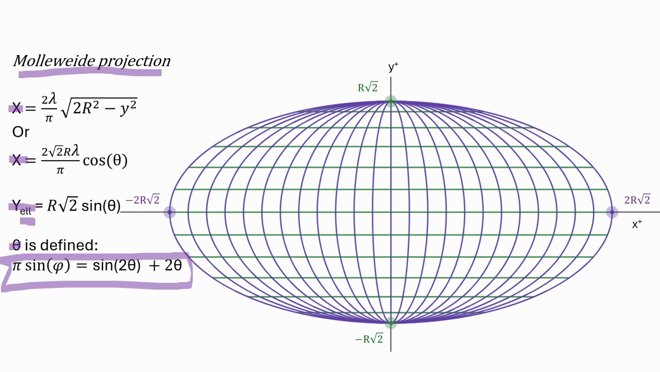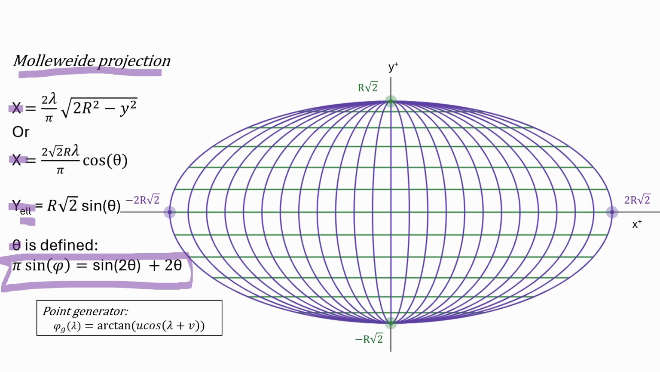Now I will add one thing. You may have noticed this is the only map projection so far that has no trajectory on it. And the reason is, mathematically, it's already complicated enough. It would be too complicated to go there. So you can just use the point generator formula anyways.